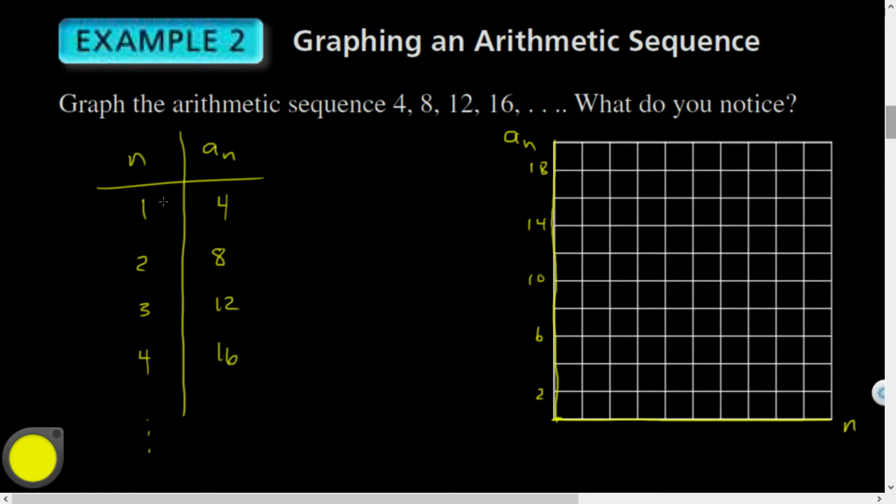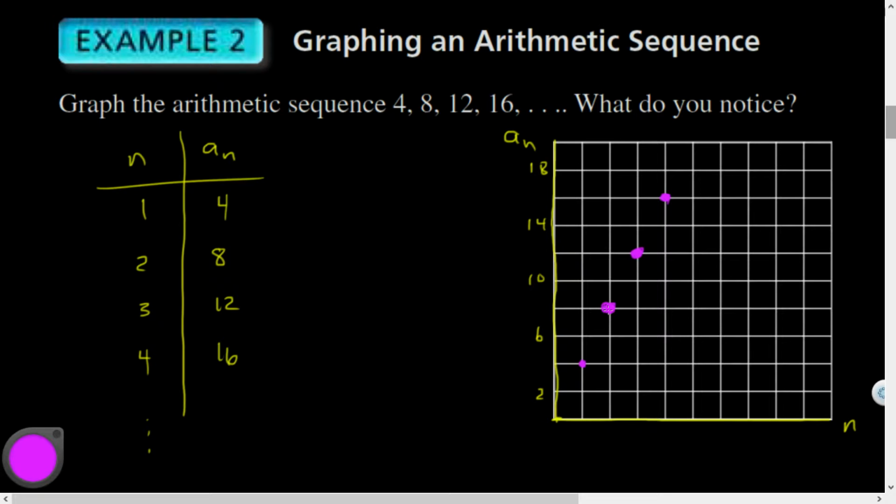My n-axis, I think I'll be able to count by 1s just fine. So over 1, up 4. There we go. Over 2, up 8. Over 3, up 12. Yep, right. So the third term was 12. And the fourth term was 16. So right there, here are my points. Let me just make those a little bit bigger for you guys.